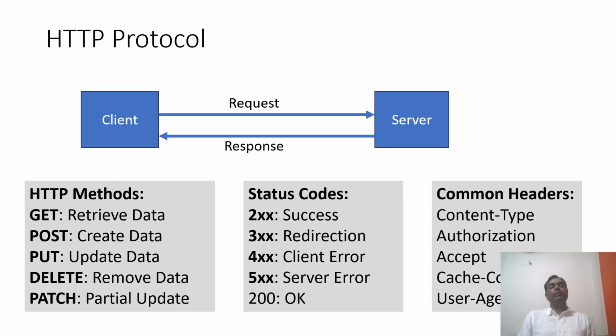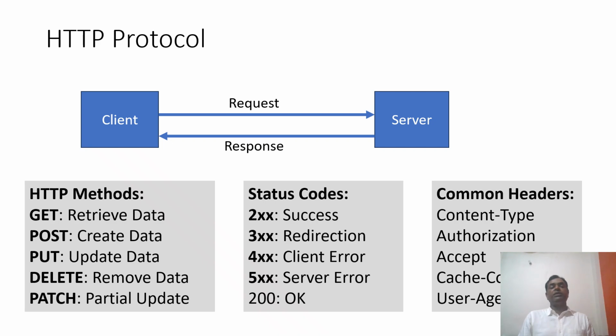Now the HTTP protocol works like this: the client sends a request and the server sends the response to the client. This is basically half duplex communication. These are the HTTP methods: GET to retrieve data, POST to create data, PUT to update data, DELETE to remove data, and PATCH for partial update.